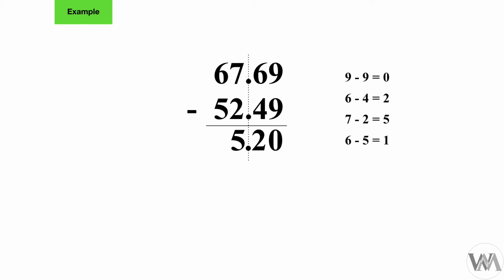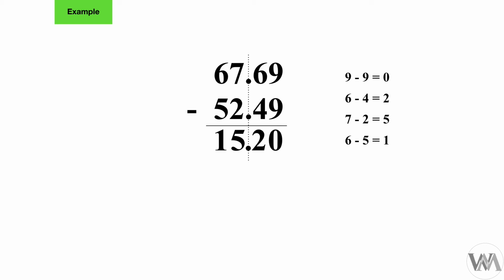Let's do some subtraction. Basic subtraction, straightforward. Using our rules, we are going to subtract these numbers, write our results line, and then make sure that our decimal points are underneath one another, ensuring that our decimal is also part of our answer. Let's start. Working from right to left. 9 minus 9 equals 0. Write our answer. 6 minus 4 equals 2. Next place value's answer. Moving on, 7 minus 2 equals 5. And then finally, 6 minus 5 equals 1.